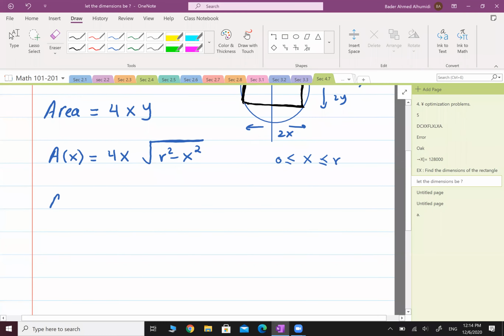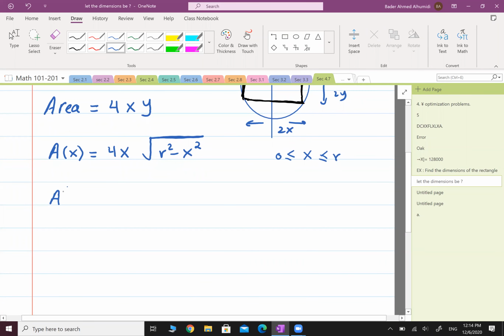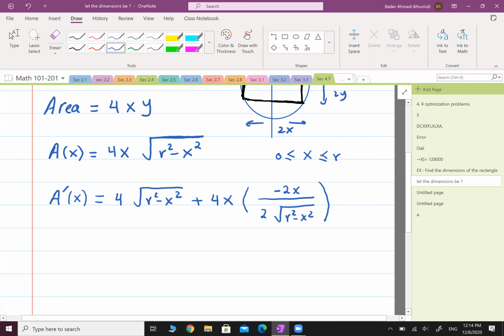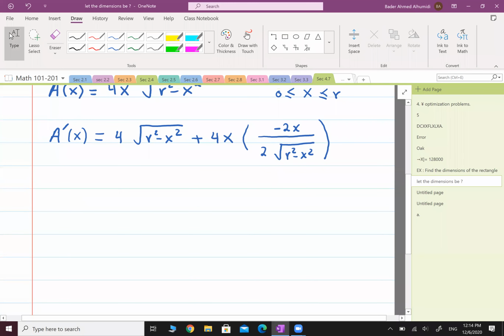So in this case, I will try to find now the maximum. A prime of x, by using the product rule, is equal to 4 times radical of r squared minus x squared, plus the first one 4x times the derivative of the second one, the radical. So it is 1 over twice the radical r squared minus x squared, times the derivative here, which is equal to minus 2x. I'm differentiating with respect to x. R is constant here.